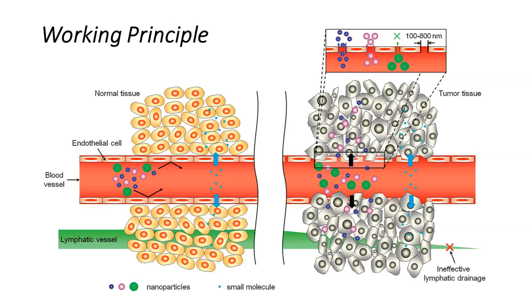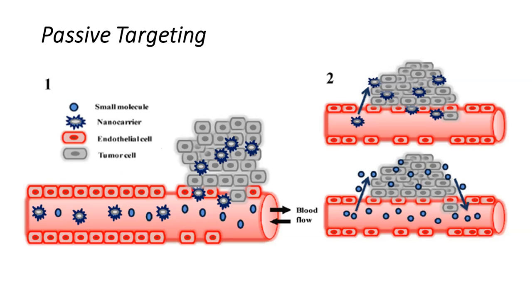Typically, the drugs will cause the cancer cells to undergo apoptosis, which is also known as programmed cell death, and the nanoparticle therapy will eventually lead to the eradication of the tumor mass completely. So that's essentially how it works. As we said, there are different types of targeting. There are passive targeting and active targeting.